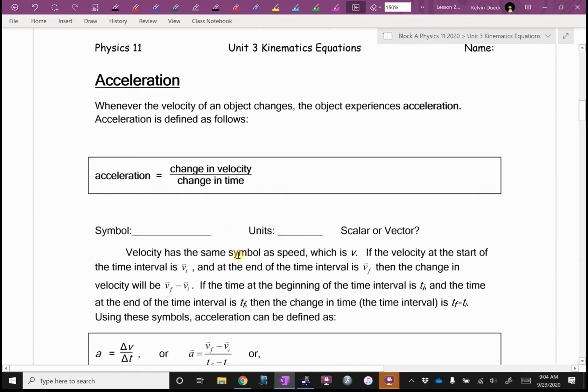So, whenever an object changes its velocity, by the way, please remember, velocity is a vector. It has both magnitude and it has direction. So you can accelerate by changing your speed or by changing your direction, or both. So you can be going at a constant speed, but if you're going around a corner, is your direction changing? Are you accelerating? Yeah, even though your speedometer isn't changing. Okay. Acceleration is defined as follows: change in velocity over change in time.